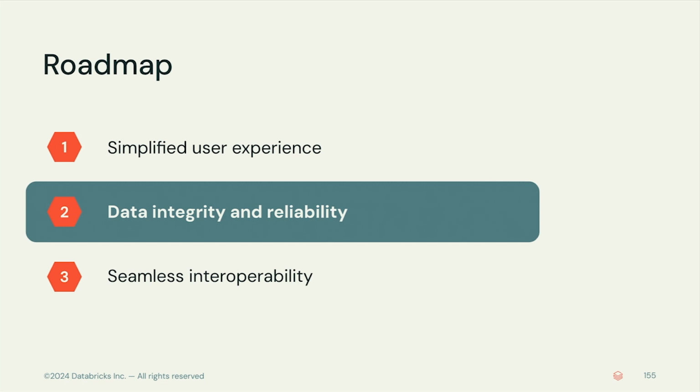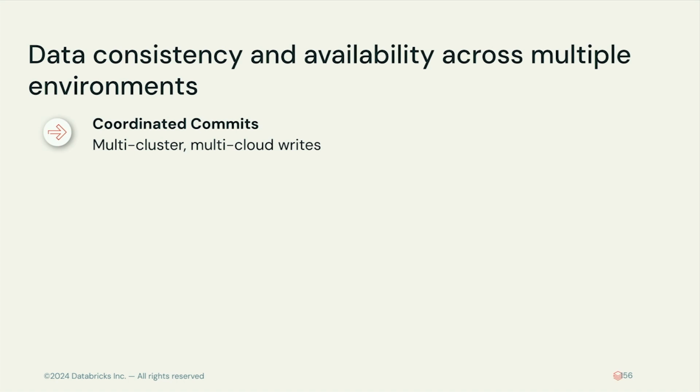Okay, second theme on our roadmap is data integrity and reliability. We really want to make sure to deliver high data consistency and availability across multiple environments. Something else that we're working on, you can go see this being developed out in the open, is this concept of coordinated commits. All of these things that we just described around those transactional guarantees rely on APIs or primitives at the file system level, not at the catalog level.